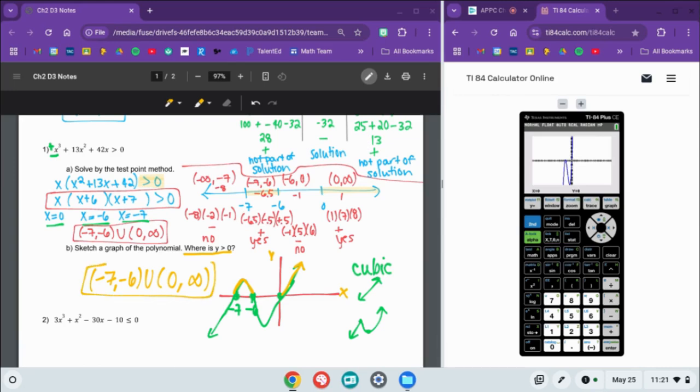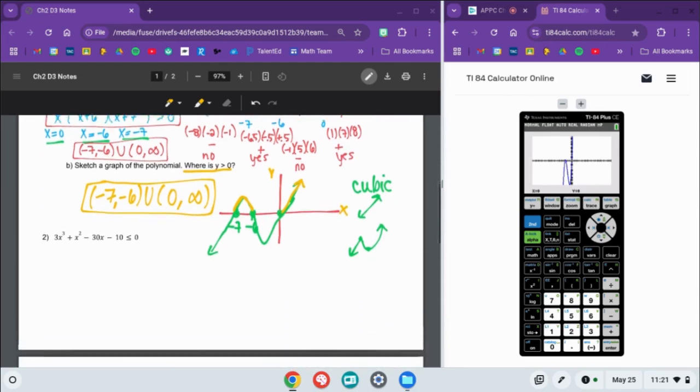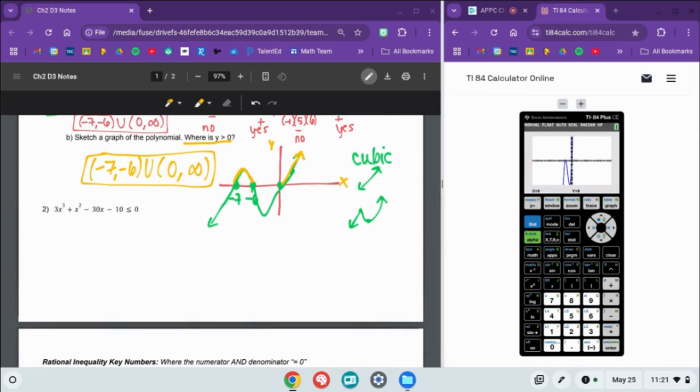So that's another way to do it, is to just think about what the graph of the polynomial should look like. And so we might switch back and forth between looking at the graph and plugging numbers in. I think the graph method is actually the quickest. So let's try to do number 2 using the graphing method.